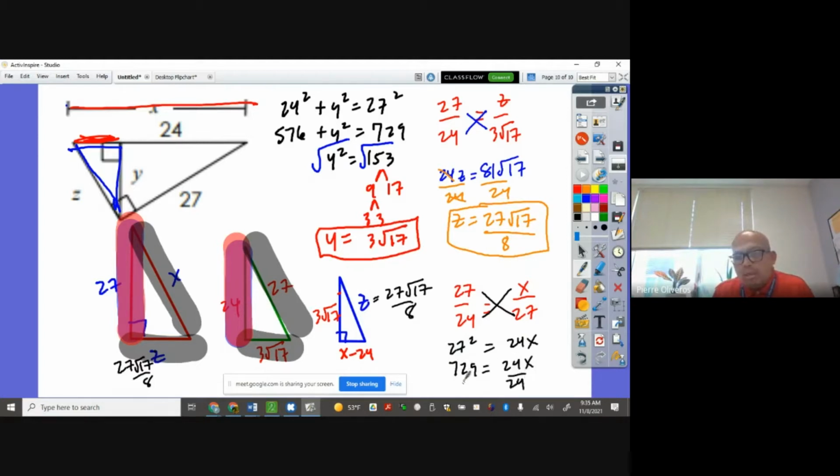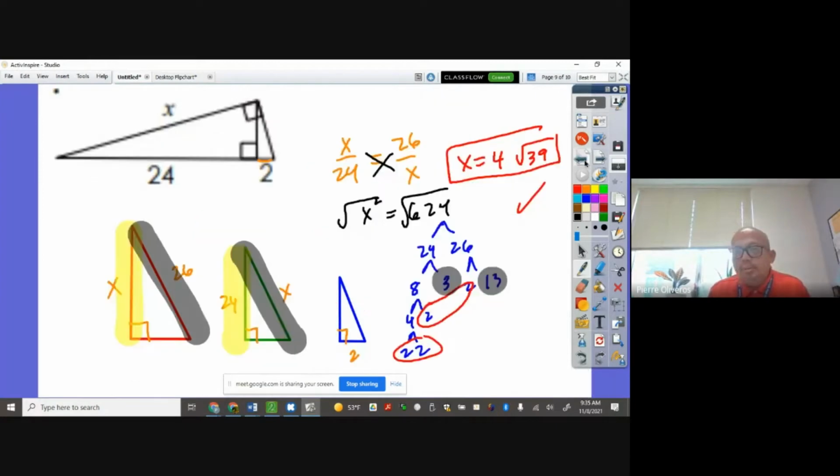Divide by 24, divide by 24. So in this case here, we don't need to square it, so we might end up with a decimal. 729 divided by 24 will give us 30.4. Okay, there you have it.